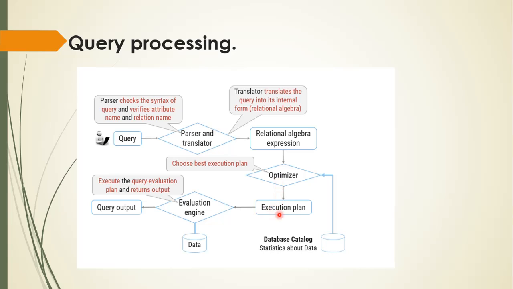After that we have an execution plan. Then the evaluation engine, and here we have the data. It executes the query evaluation plan and returns the output, and here we have the query output. So like this, a query is processed.